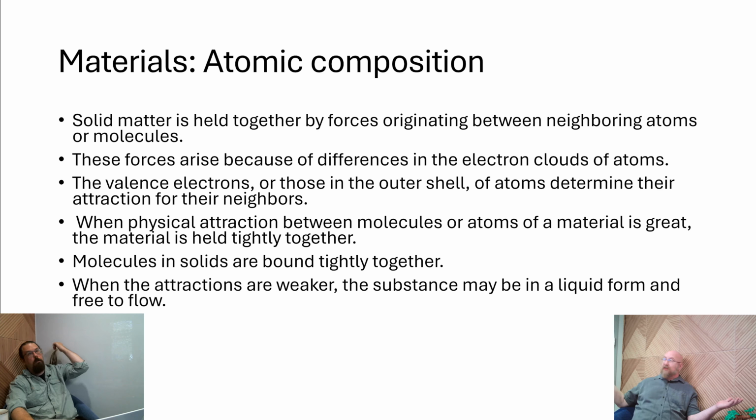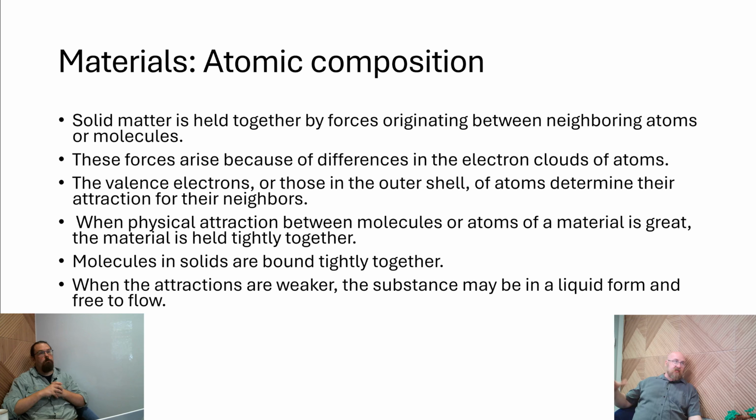First, we have to talk about atoms in general. Solid matter is held together by forces between neighboring atoms or molecules. These forces arise because of differences in the electron cloud. You've got electrons that are orbiting. They don't follow a circular pattern. It's not predictable, but they're traveling really fast around a nucleus, which is essentially protons and neutrons. The electrons are negatively charged, the protons are positively charged, and neutrons have no charge.